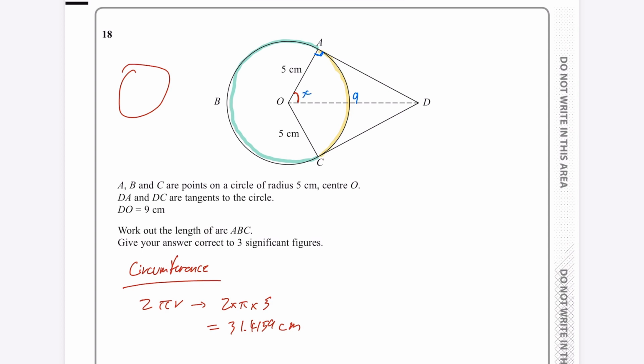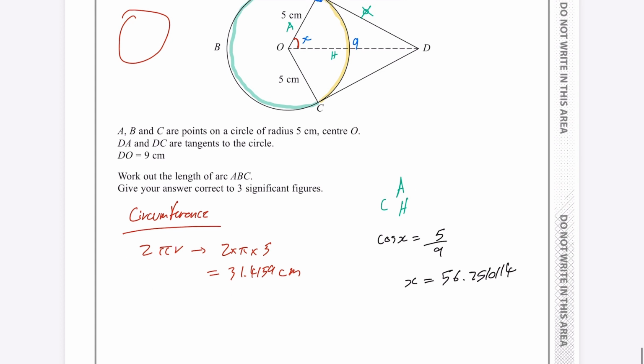So if I use SOHCAHTOA again, this will be the opposite, this would be the hypotenuse, and this would be the adjacent. I don't know anything here, so I can ignore that. So that leaves me with CAH. So that becomes cos x is equal to 5/9. And then if you do that in your calculator, you end up with 56.2510114.